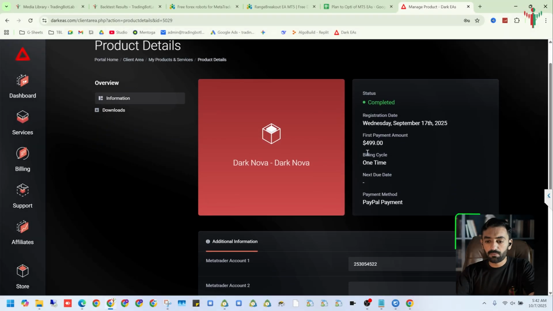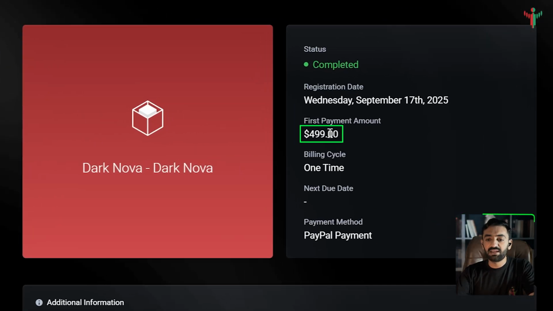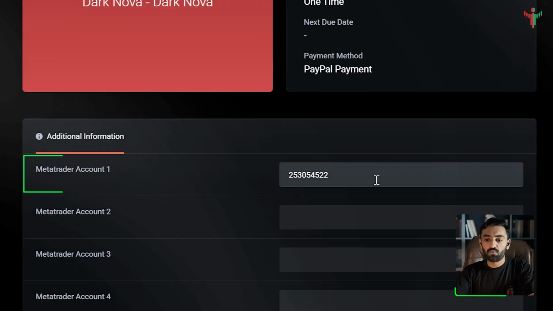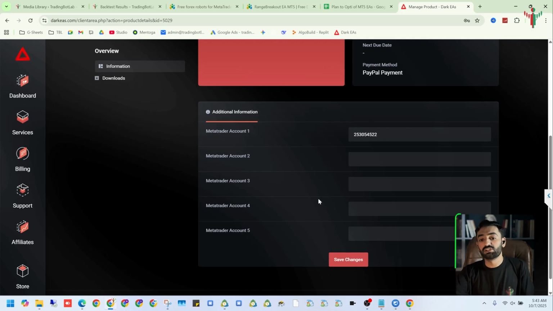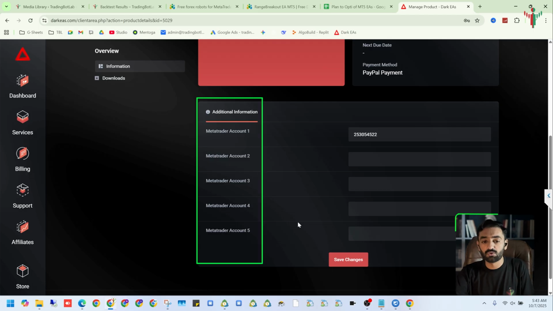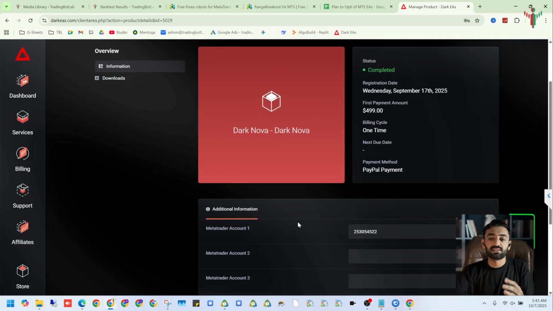I am purely focused on the Dark Nova EA. The price is $500 and I am only allowed to use it on 5 accounts at a time. Whether this EA deserves this price or not, we can decide after this video. Here on my screen you can see the price is $499, almost $500. The payment is already completed and I'm using it on my first account, but I can use it on a maximum of 5 accounts for $500, and this is for lifetime, a one-time billing cycle.